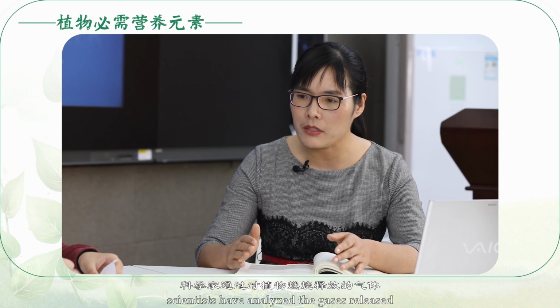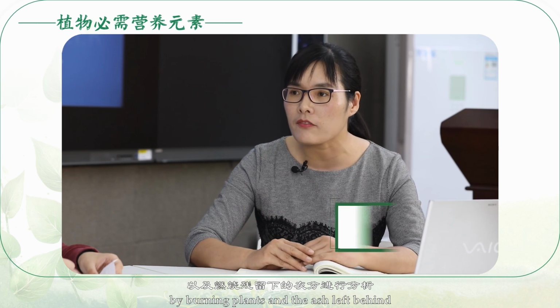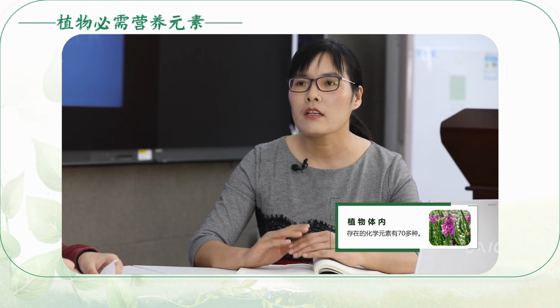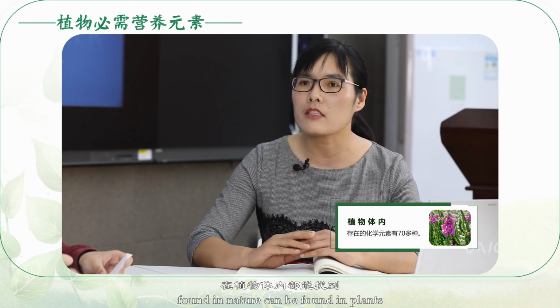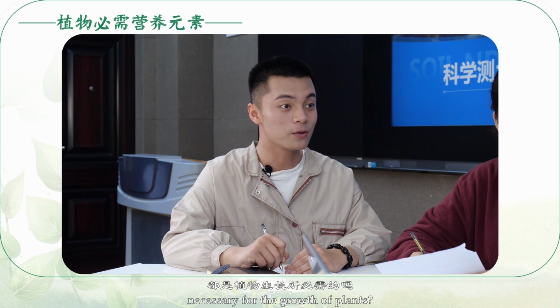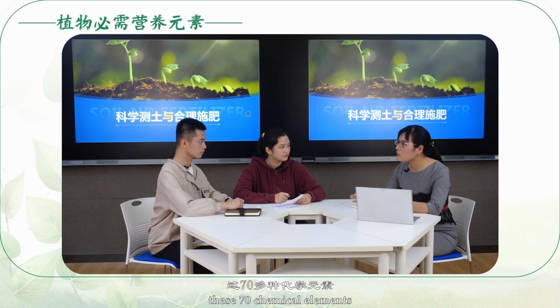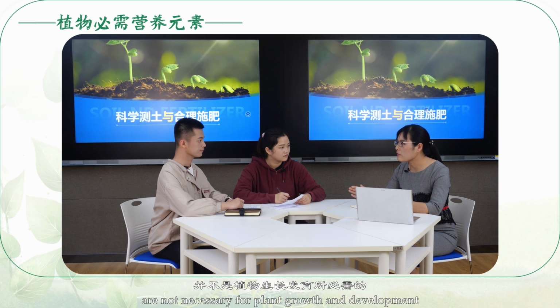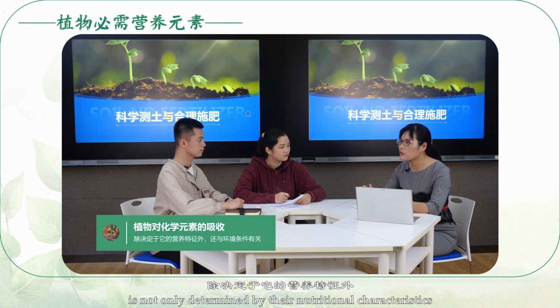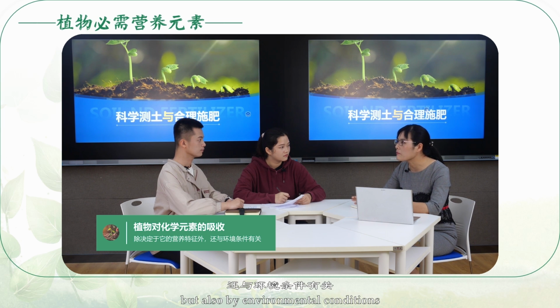In addition, scientists have analyzed the gases released by burning plants and the ash left behind by burning and found that there are more than 70 chemical elements in plants, and almost all the elements found in nature can be found in plants. Wow. Are all the chemical elements necessary for the growth of plants? No, these 70 chemical elements are not necessary for plant growth and development because the absorption of chemical elements by plants is not only determined by their nutritional characteristics, but also by environmental conditions.